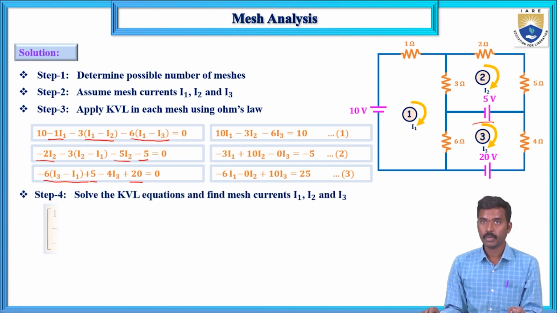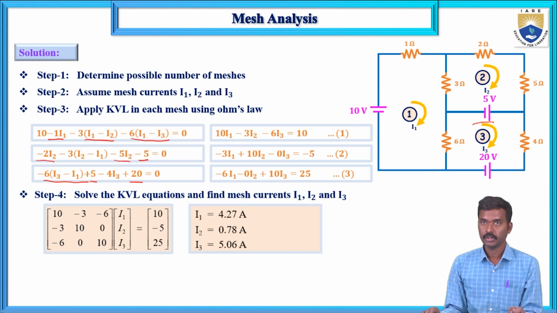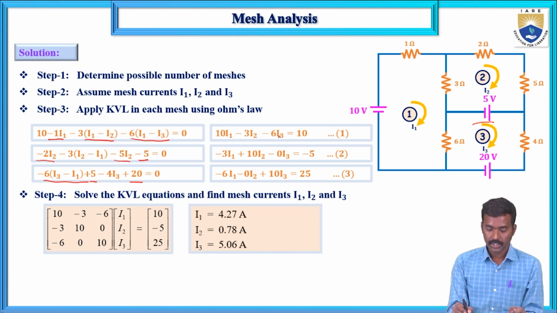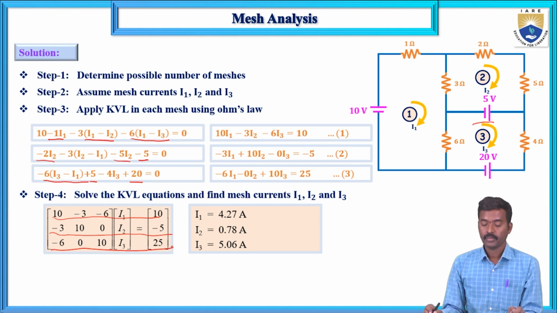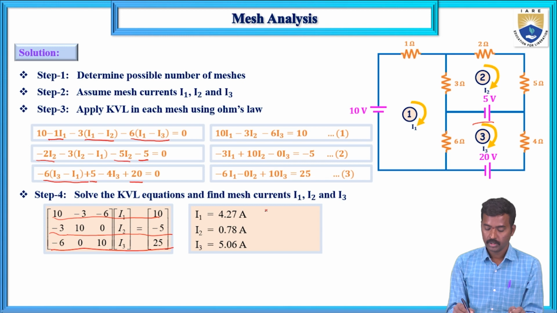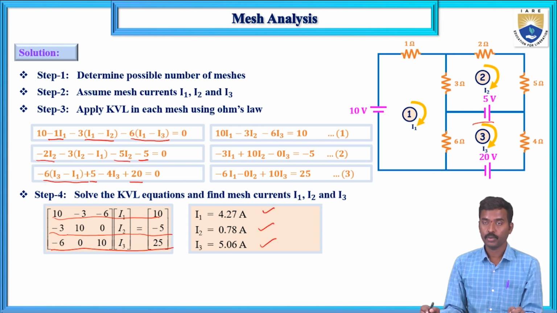Convert into matrix format and then solve it. 10, minus 3, minus 6, 10. Minus 3, 10, 0, minus 5. Minus 6, 0, 10, 25. By Cramer's method, I1, I2, I3: 4.27 is I1, 0.78 is I2, and I3 is 5.6.